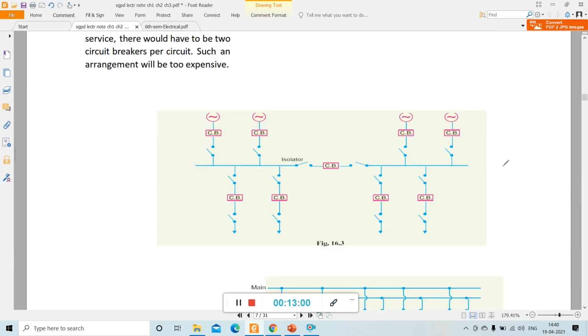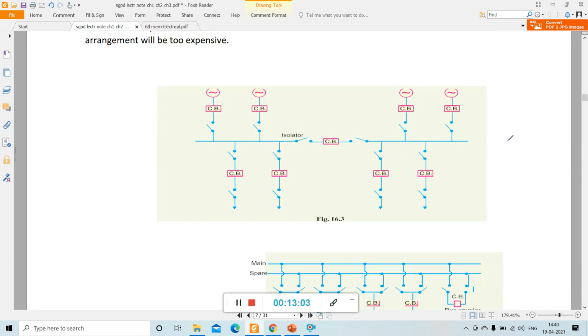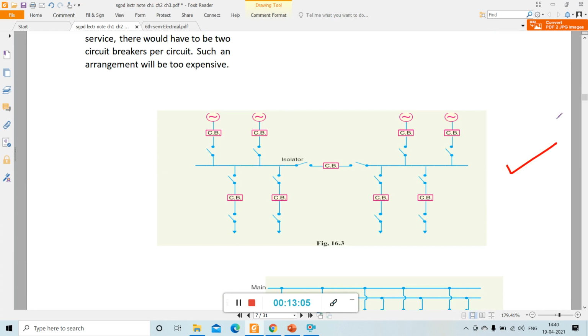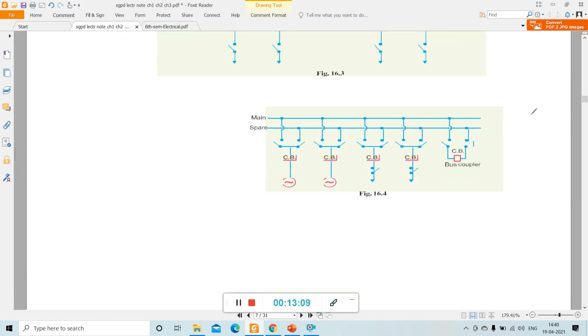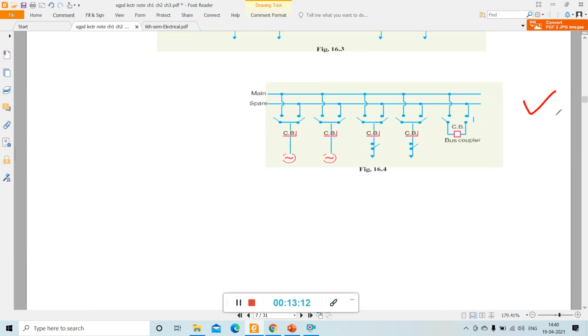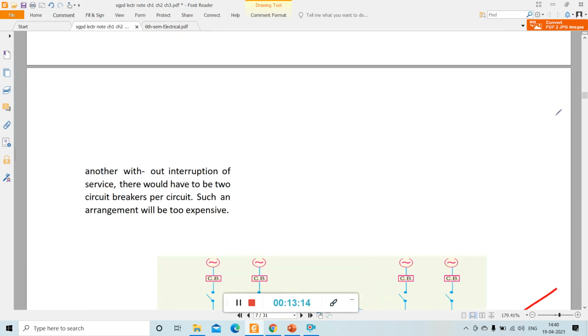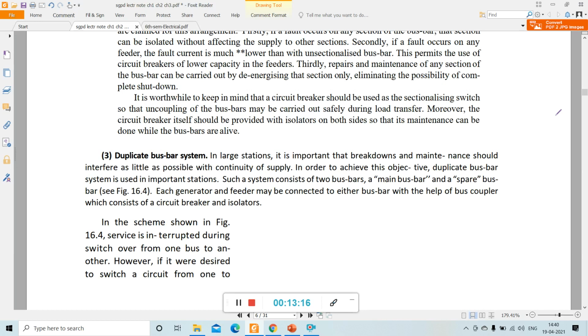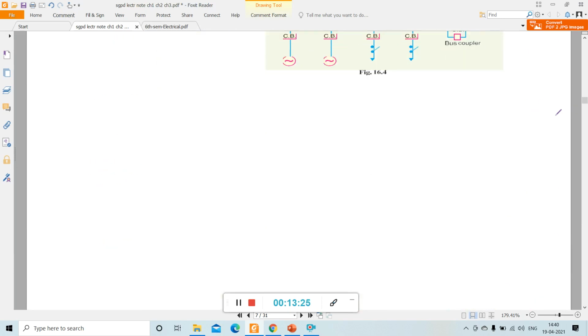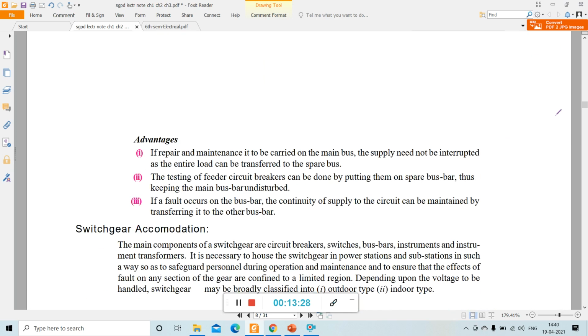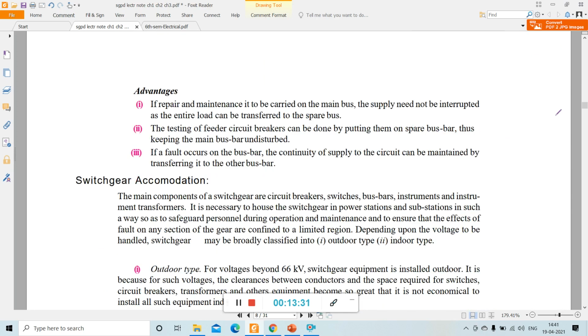This is the single bus bar system with sectionalization diagram, and the next one is the duplicate bus bar system. Kindly go through these diagrams and theories so that you can easily understand when we discuss everything in the online mode. In every part we will discuss its advantages and disadvantages.